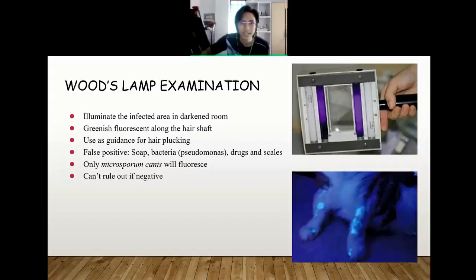So the next diagnostic test that we can use is Wood's lamp examination. Under Wood's lamp examination, the animal that is affected with dermatophytosis is examined in a dark room. If it's positive, it will shine a greenish fluorescence at the infected area. This can be used as a guidance for hair plucking. Hair plucking will be used for trichogram or fungal culture.